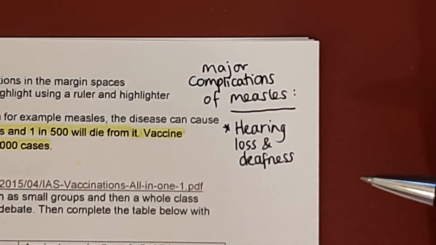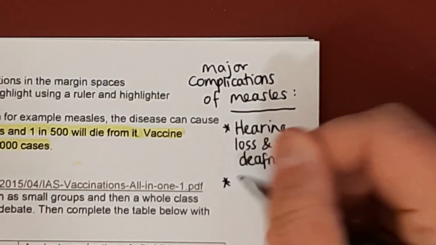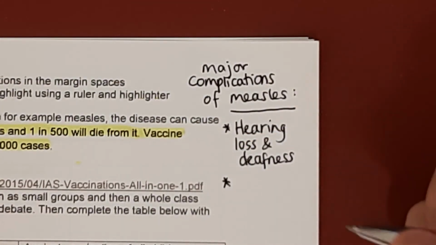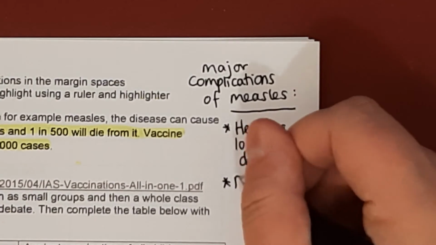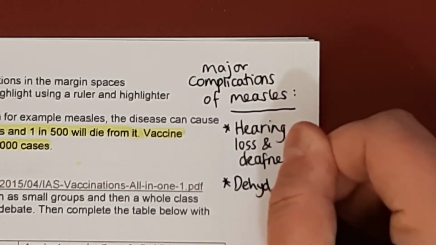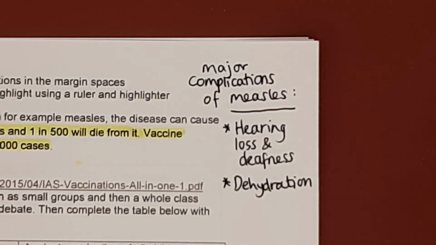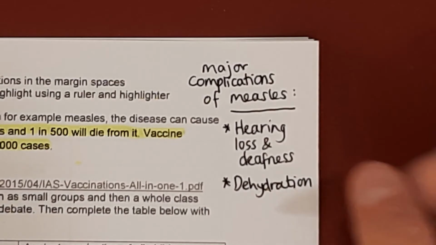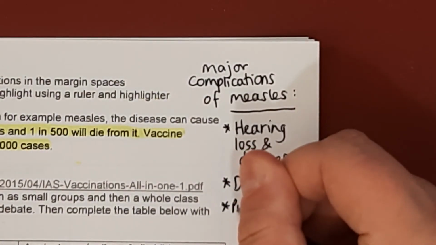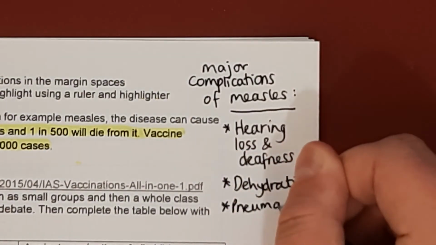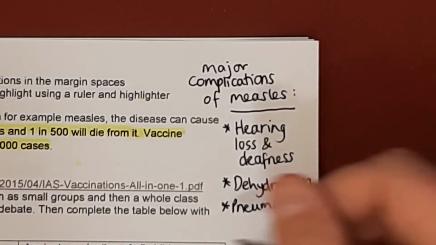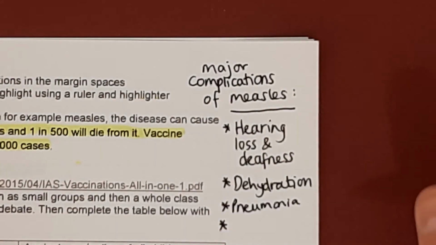Also, it's quite common to get diarrhea, and so you can get dehydrated, which is quite a severe symptom because it causes a lot of other problems and makes the actual illness itself much worse as well. Pneumonia, which is an infection of the lungs, very serious.